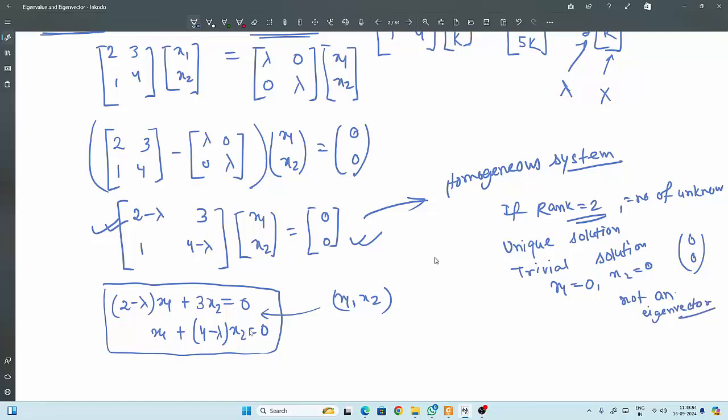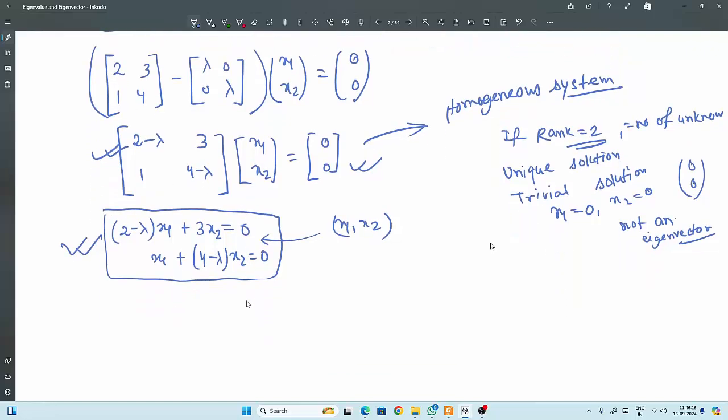So if this system has an eigenvector, it will not permit the rank to be 2. For this system, if an eigenvector comes, then its rank should be less than 2, that means the rank should be less than 1 here. So one row should be a zero row. That means for an eigenvector, we are getting that the rank value should be less than what?